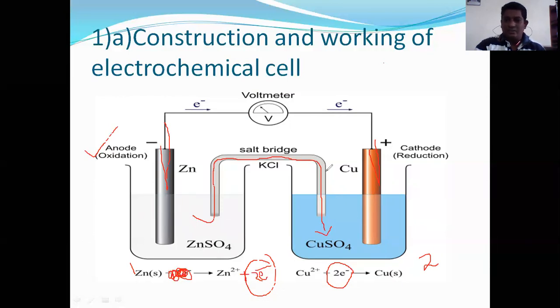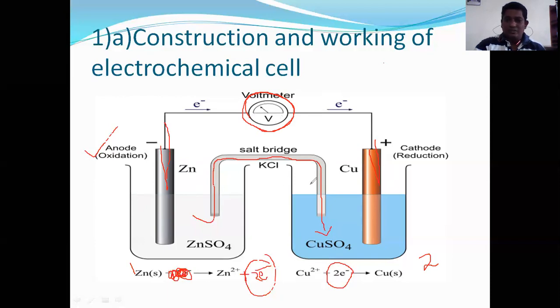Now these two electrodes are connected with an external electrical circuit. It is known as a voltmeter. The anode and the cathode, zinc in the zinc sulfate and copper in the copper sulfate, are both connected to the voltmeter. This voltmeter is known as an external applied electric field.